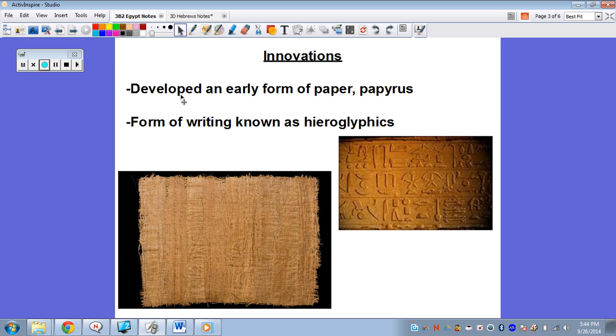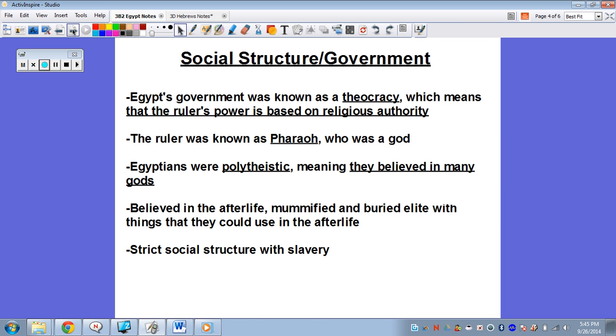Alright, innovations. The Egyptians developed an early form of paper, which is known as papyrus. It's made of reeds gotten wet and mashed together. They also developed their own form of writing that is known as hieroglyphics. And you can see that here. They're able to write this on paper, so unlike the Mesopotamians, they're not forced to always carve it into stone. They choose to sometimes, but they don't have to.